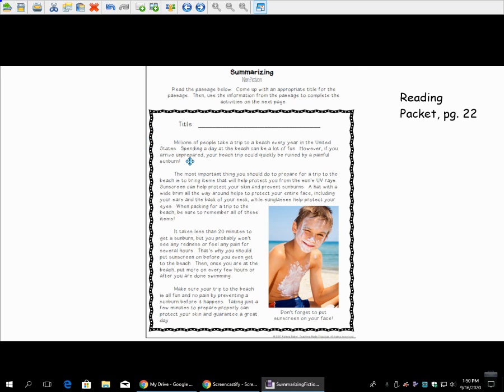Why it's important to be prepared for your beach trip in order to prevent getting a painful what? Sunburn. We definitely don't want a sunburn. That could ruin our trip, okay? And some of those details are things that we need to think about when we're heading to the beach to prevent that sunburn.